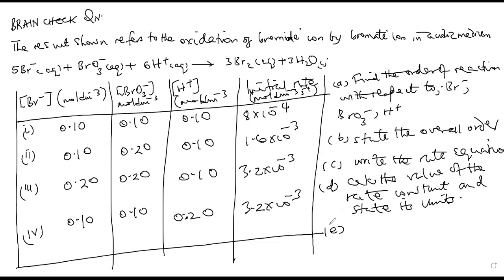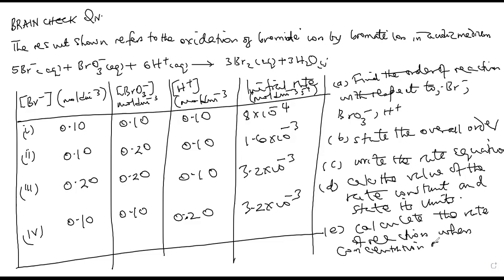Then E, calculate the rate of reaction when the concentration of all the three reactants is 0.2 moles decimeter power negative 3. So that is the question we are having for us to try.